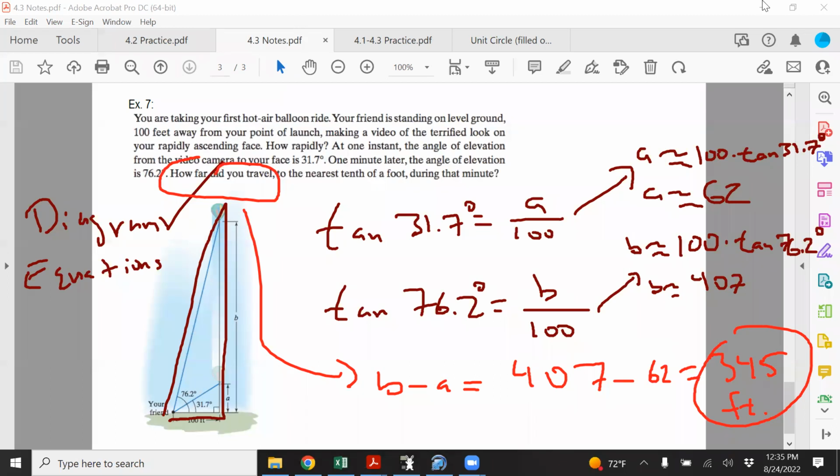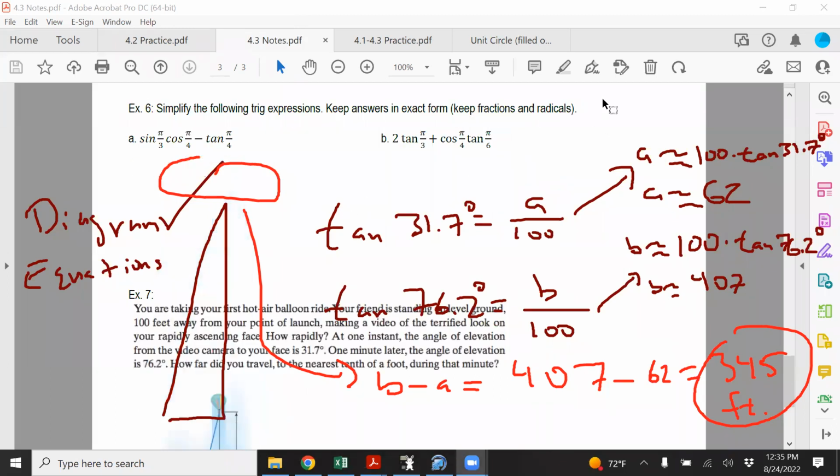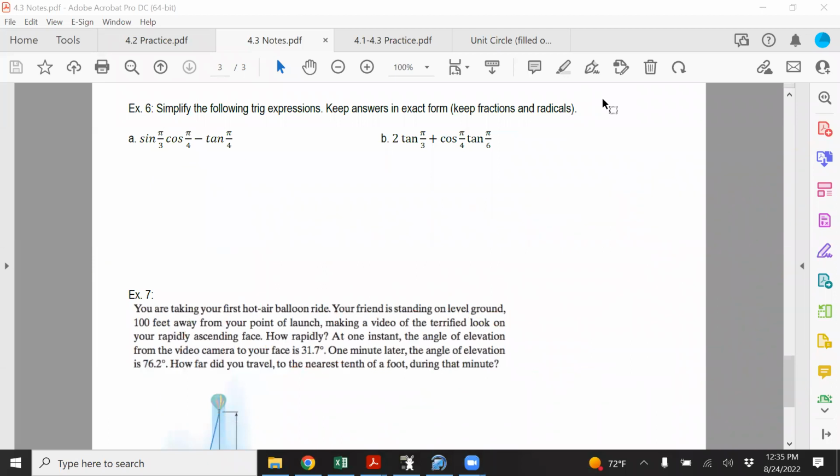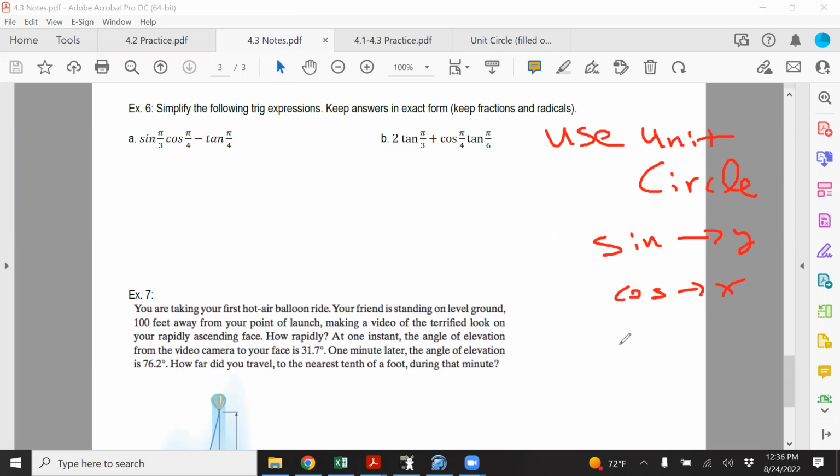Before I go over the homework, let's talk about example 6, because example 6 is pretty close to what you're going to see on the homework check-in very soon. You're going to want to use a unit circle. Are we doing this in the homework check? Something kind of like it. It won't be quite this involved. And remember, sine is y, cosine is x, tangent is y over x.